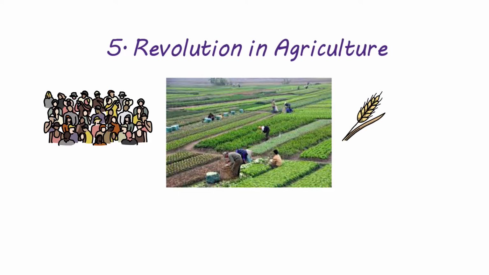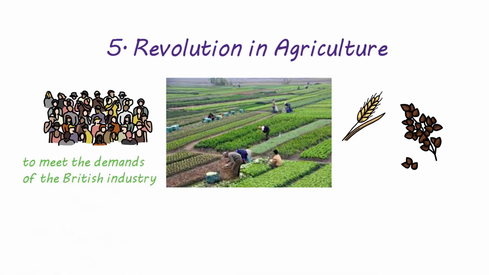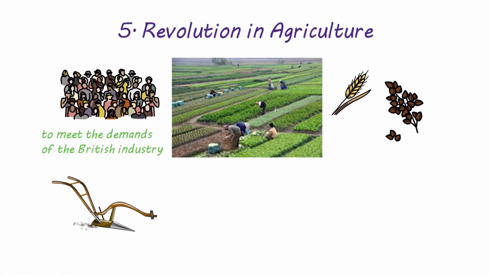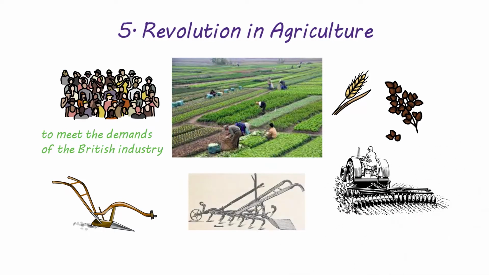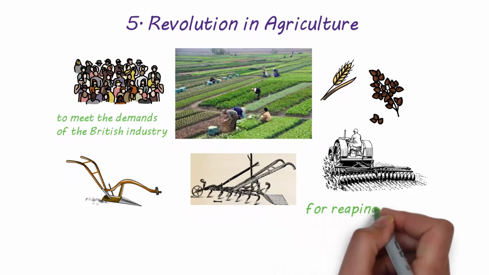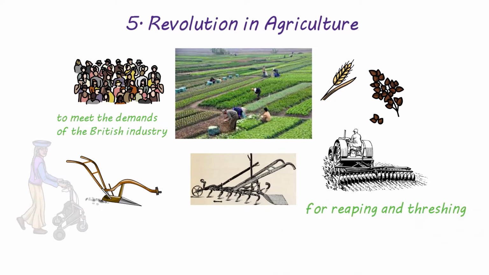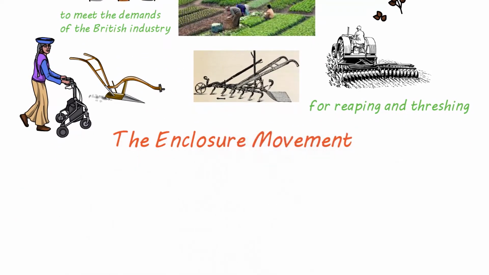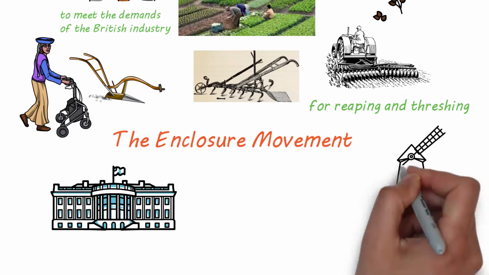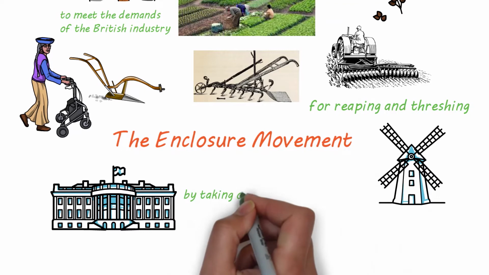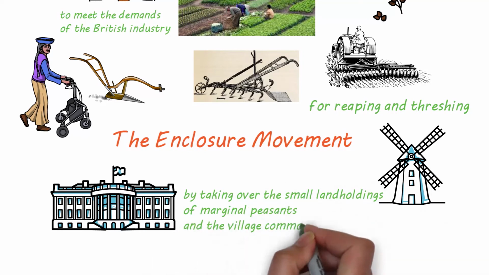It involved the production of more cash crops to meet the demands of the British industry. The new farm machinery, like the steel plough and harrow for breaking the ground, mechanical seed drills, the horse-drawn cultivator that replaced the hoe, and machines for reaping and threshing, reduced the labor requirement in the agricultural sector. The enclosure movement was led by the big landlords, who, in connivance with the legislators in Parliament, increased their farm landholdings by taking over the small landholdings of marginal peasants and the village commons.